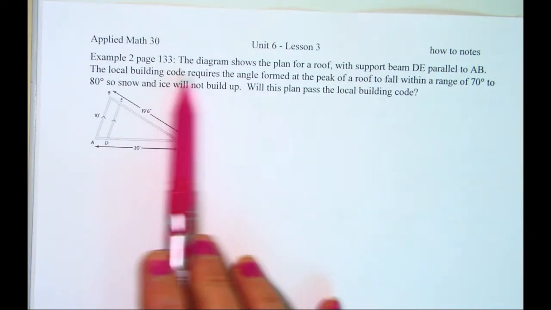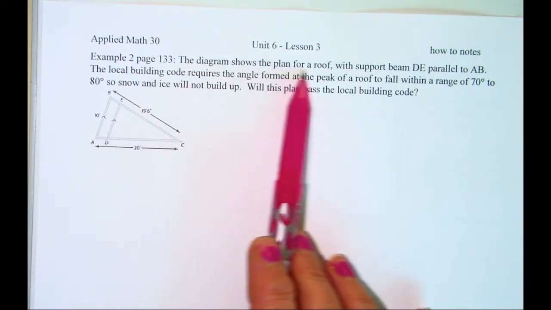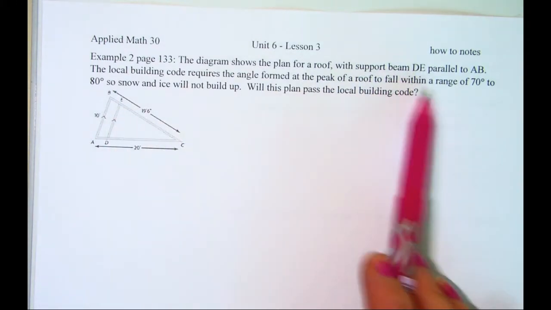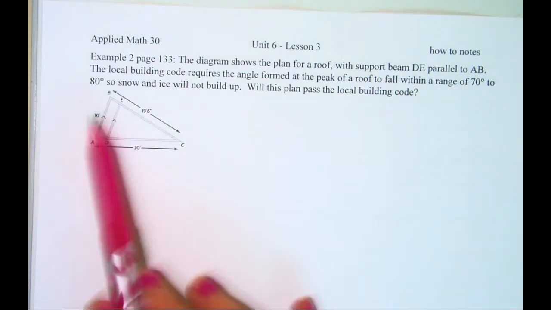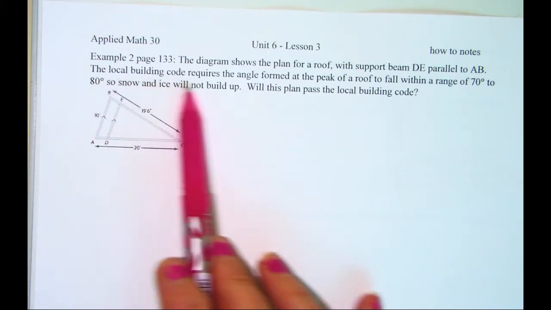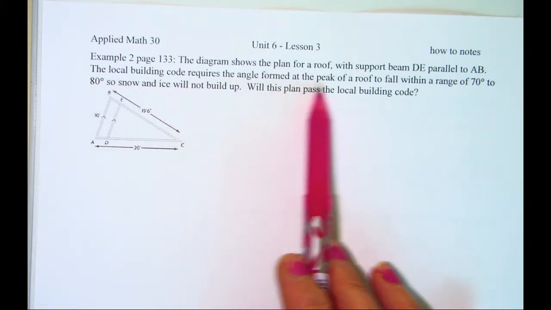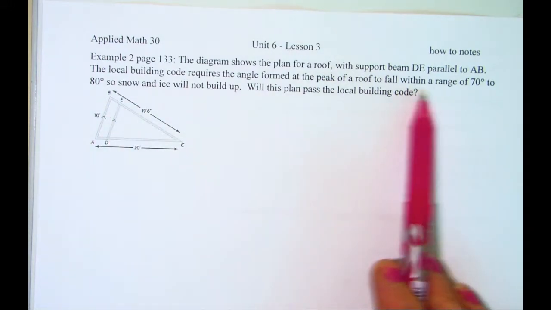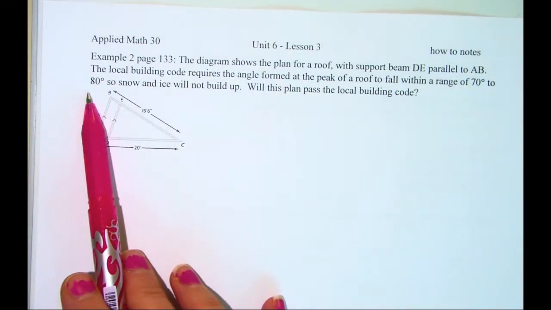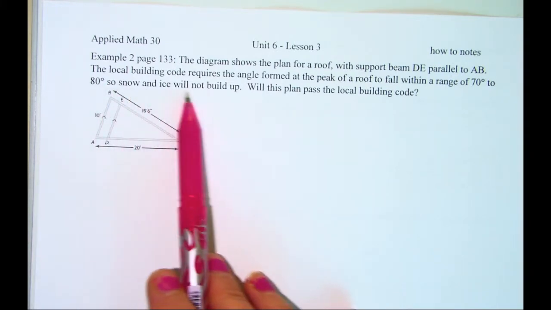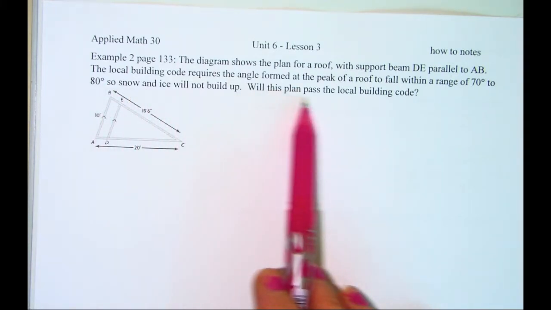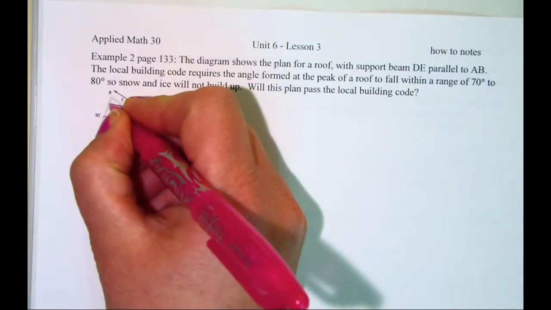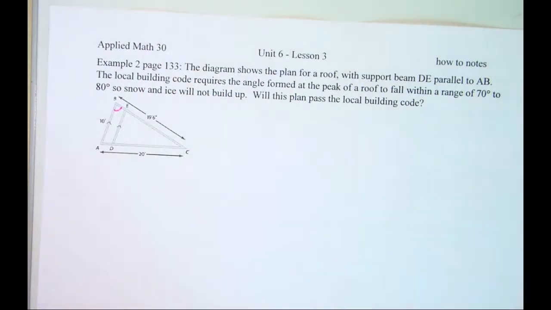So here it says the diagram shows the plan for a roof with the support beam ED parallel to AB. The local building code requires that the angle formed at the peak of the roof, that's here, fall within 70 to 80 degrees so the snow and ice will not build up. Will this pass the local building code? So this is what we want to find. We want to find this angle.